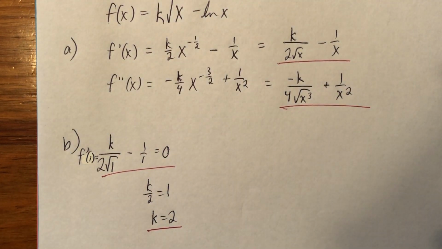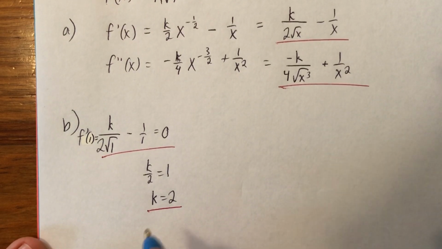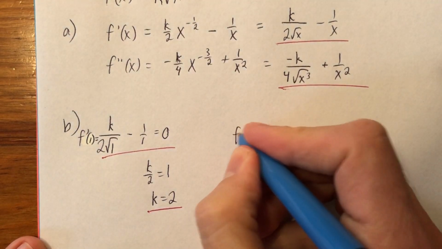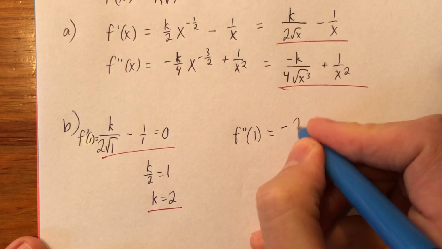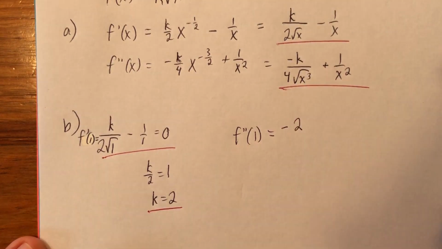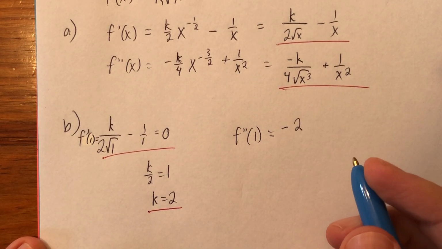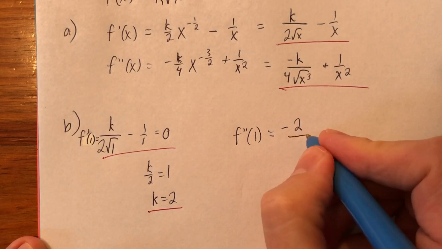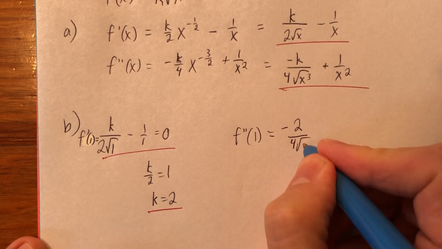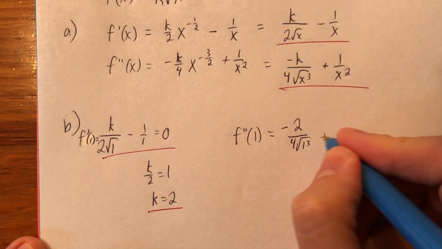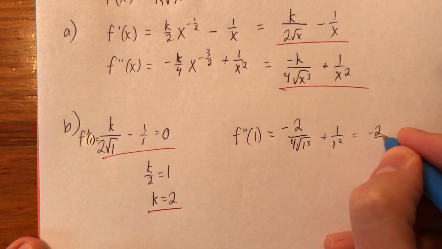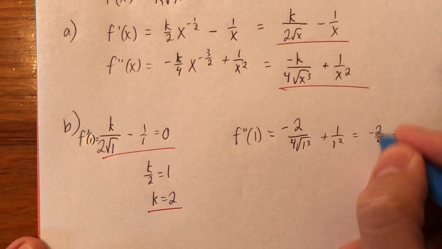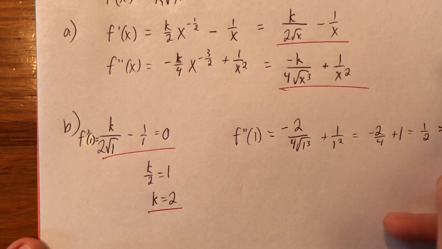So let's answer the question, finding if it's a maximum, minimum, or neither at x equals 1. So let's find the concavity at 1. So f double prime of 1 is negative 2 over 4 times square root of 1 cubed, plus 1 over 1 squared, because we found it, right? So that's equal to negative 2 over 4 plus 1, so that's negative a half plus 1, so it's positive 1 half, which is greater than 0.